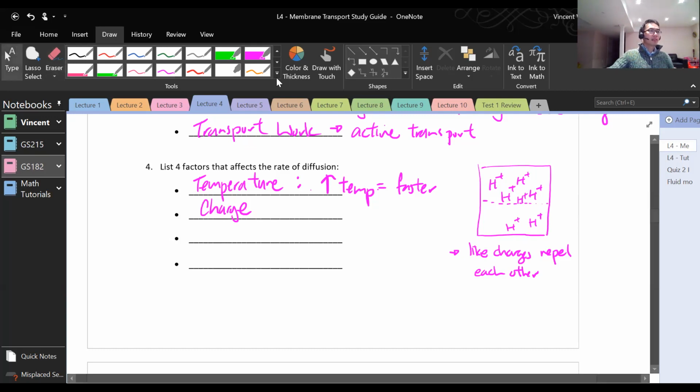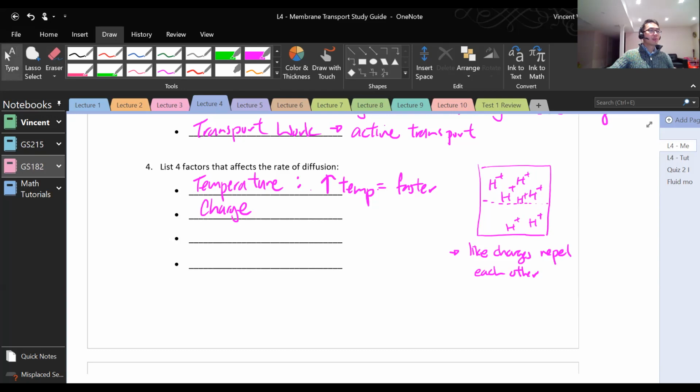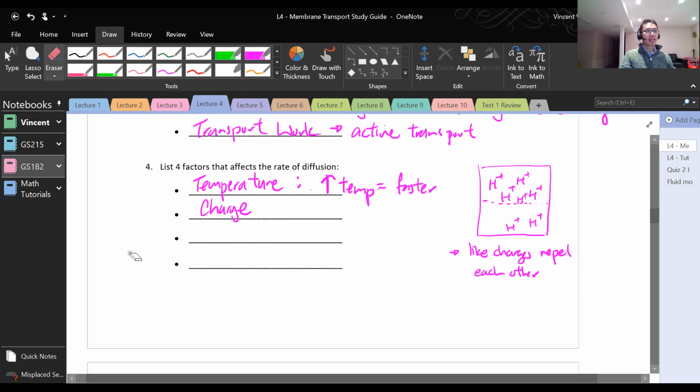Another one, anybody? Let's see what else people say. Someone says size, yeah. Generally bigger equals slower. And steepness.